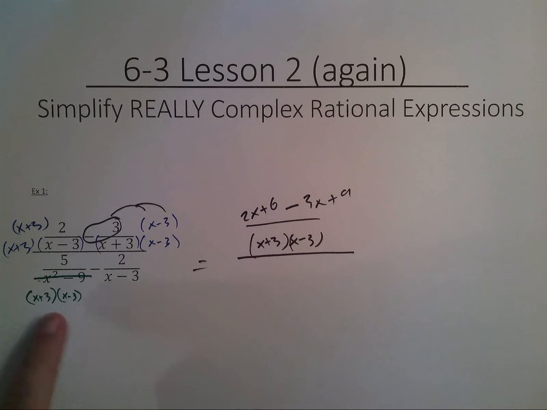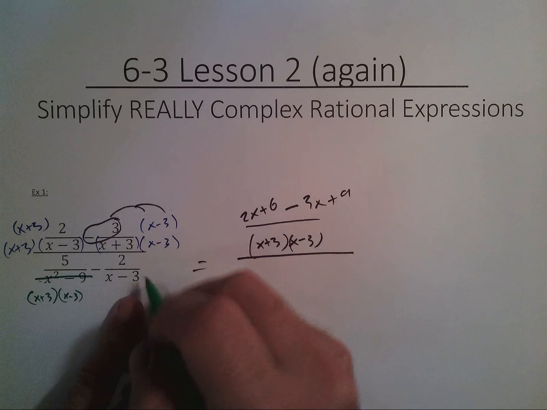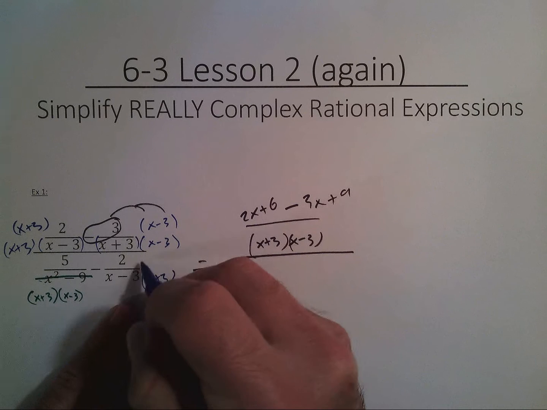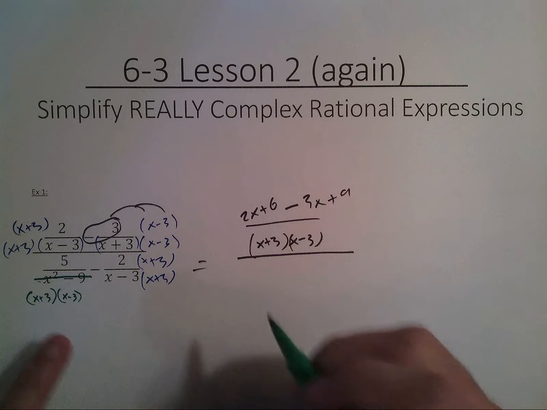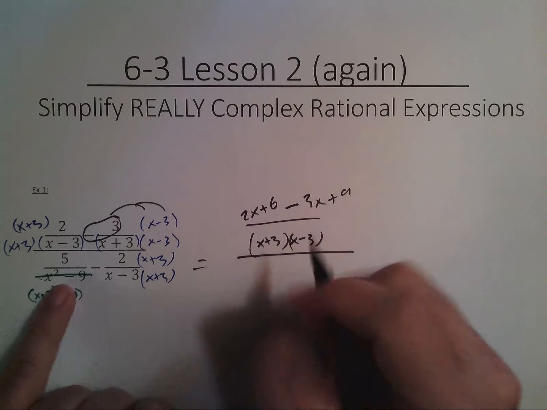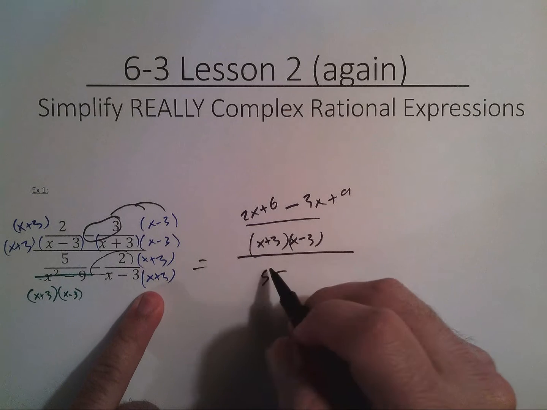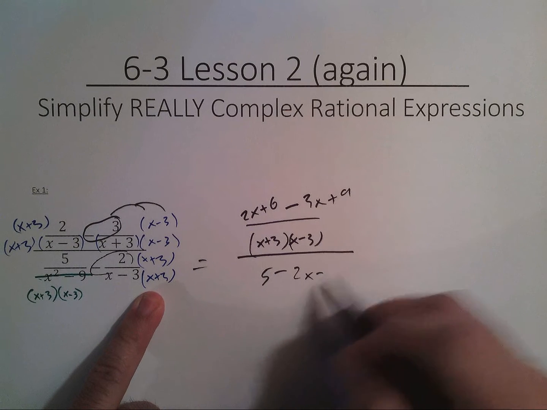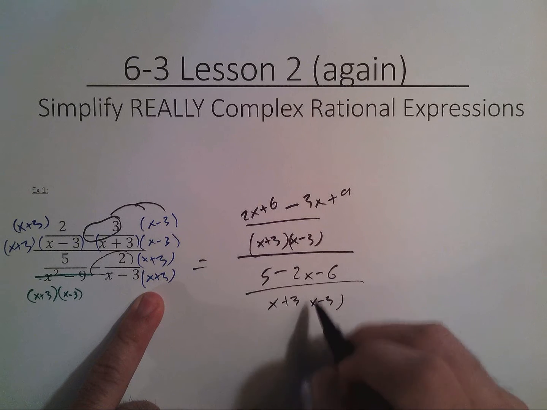Now on the bottom, the first one has everything, x plus 3, x minus 3. The second one doesn't. So multiply top and bottom by x plus 3. And now I end up with 5 minus, and again I'm going to distribute negative 2, minus 2x minus 6, all divided by x plus 3, x minus 3.